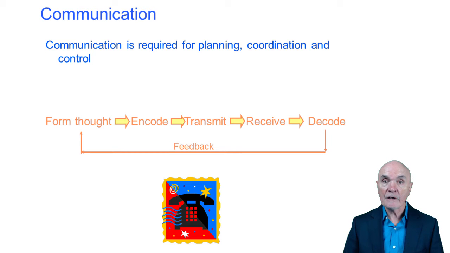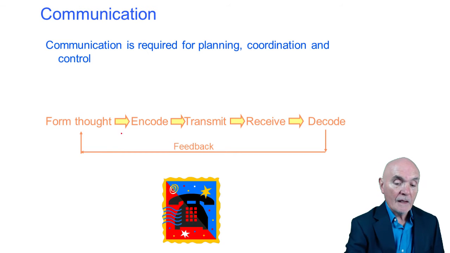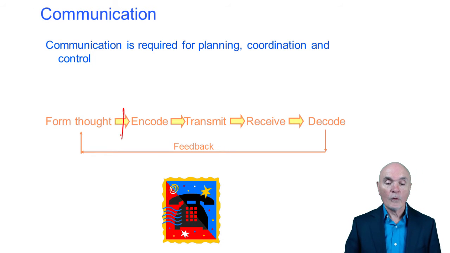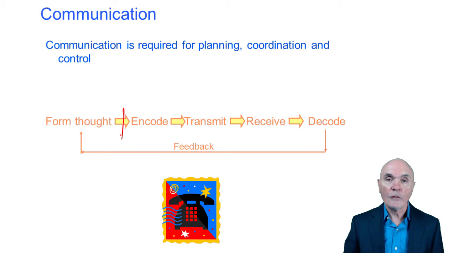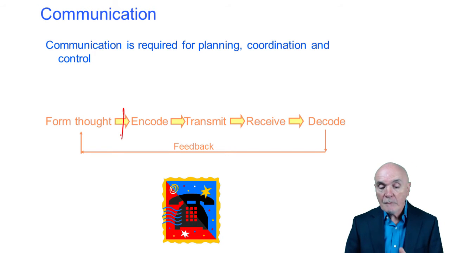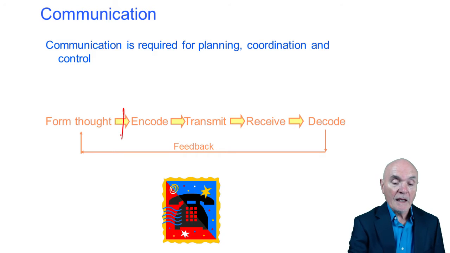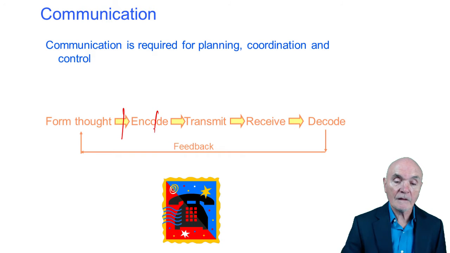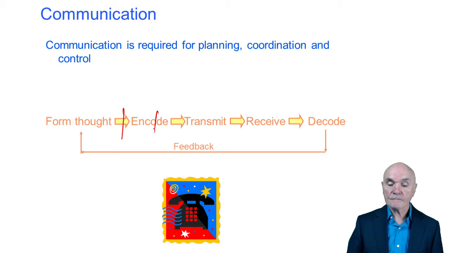And, of course, things can go wrong at any point here. If I didn't form the thoughts properly, if I formed incorrect thoughts, if I began talking about stuff which wasn't on the syllabus, then the communication is pretty useless from the word go. I encode it, I decide what sort of language I'm going to put it in. So I have to think of the words that might be appropriate. And again, if I began using too much terminology, then, of course, the encoding stage can break down as well.